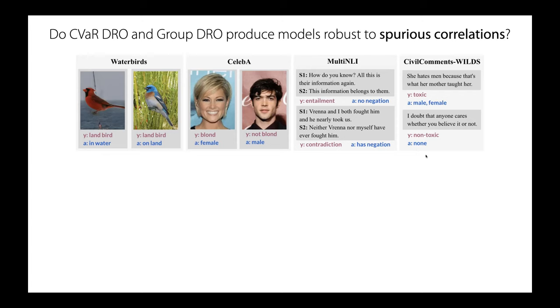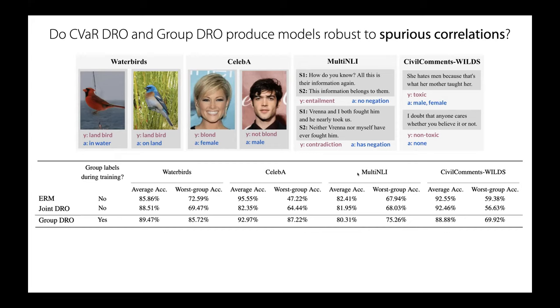In particular, if we train models on these data sets and look at the average accuracy and also the accuracy on the worst group, by which I mean the scenario where the background, or spurious attribute, is grouped with the label. What we see first with ERM is a big drop in performance when you go from average accuracy to worst group accuracy. This means that, for example, when you see land birds on water backgrounds, the performance is much worse than when you see land birds on land backgrounds.